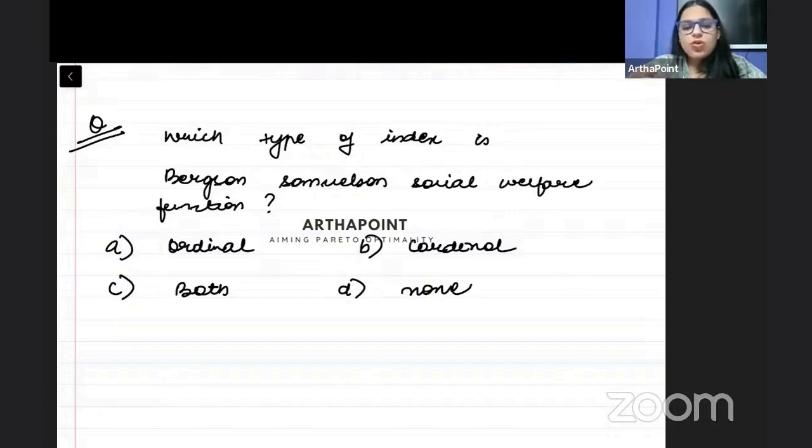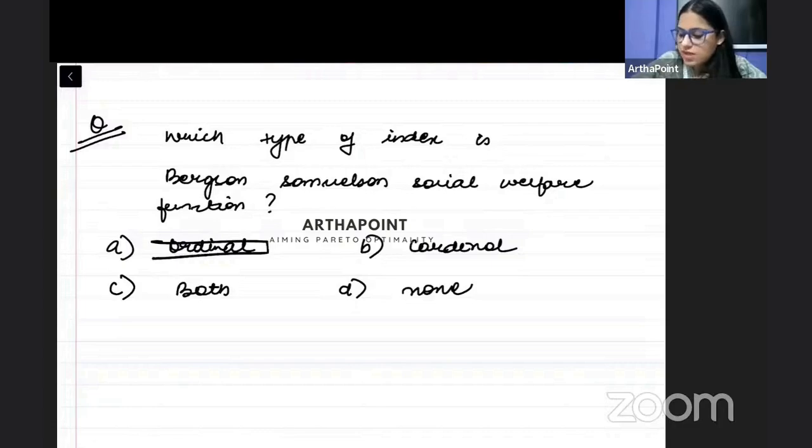Absolutely correct beta. देखो, हम जब भी किसी भी सोशल वेलफेयर फंक्शन की बात करते हैं, बड़ा ही आसान है समझना. हम जब भी इंडिफरेंस कर्व की, सोशल वेलफेयर फंक्शन की, whenever we talk about these things, we are always talking about ordinal concept. अरे कार्डिनैलिटी तो एग्जिस्टिंग नहीं करती, वो तो बहुत पुराना चीज हो गया. Whenever we talk about ICs, whenever we talk about any kind of social welfare function, it will always be an ordinal concept. हमेशा एक ordinal concept रहेगा. So the correct answer to this question will be A. It is an ordinal concept.